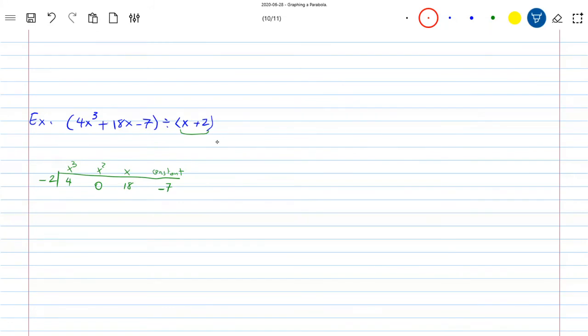Okay, so negative 2. Let's drag down the 4. 4 times negative 2 is negative 8. Add them up. I'll get negative 8. Negative 8 times negative 2, 16. 16 and 18. That's quite a large number. 34. 34 times negative 2, negative 68. Right? I hope I didn't make any mistake in the calculation. If I make a mistake, just figure it out and fix it. I think so far it's correct. Negative 68 and negative 7 is negative 75. Okay, so what is this negative 75? That is the remainder.